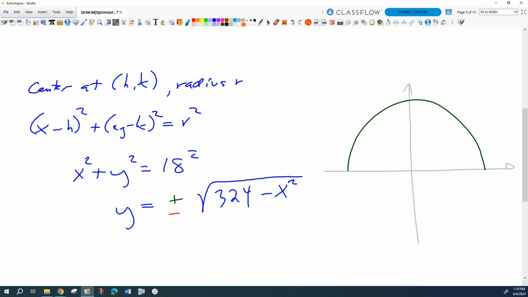Or minus, well, what's the minus one? I'm just multiplying this whole thing by negative 1, which just reflects it over the x-axis. Those are the two semicircles I get. So the equation of the semicircle is just the green part, right? Just plus the square root of 324 minus x squared, right? So if that's the equation, we could call that f of x if we wanted.